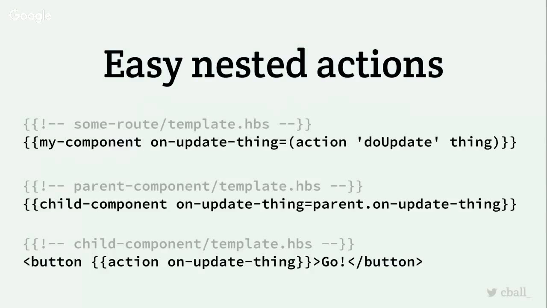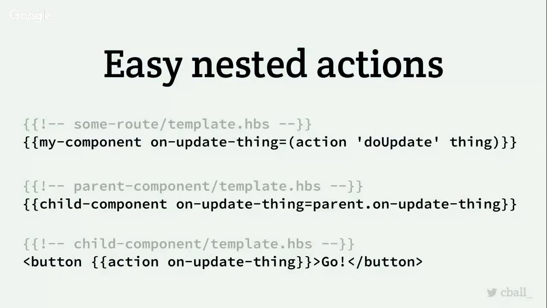So basically what we can do is say, I have this action called on update thing. This is how you do a closure action. You're basically just wrapping it in parens. It's going to look up that action on the current context, which in this particular example, it's a route template, so it is going to be a controller even if you don't have a controller created. But if this was inside a component, it would be a component. But it's basically going to look up this action and wrap a function around it. And you're able to add arguments at any level to it.